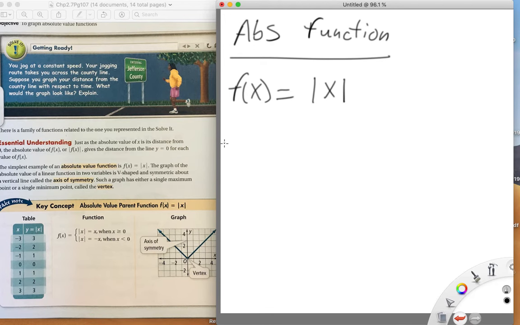So it forms a V shape because as it comes down towards the negative values of x, since it's the absolute value, it bounces back up. And it bounces back up on a vertical line called the axis of symmetry, which is right down the middle.